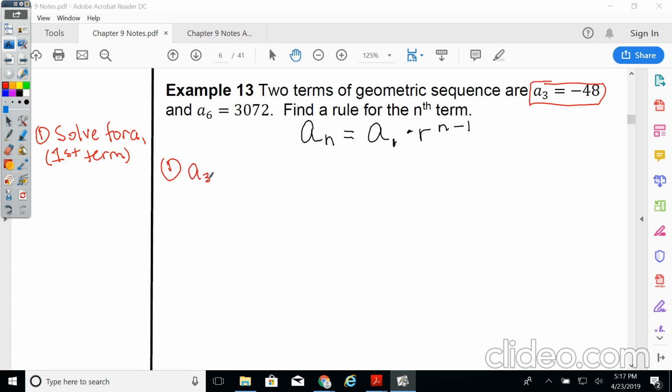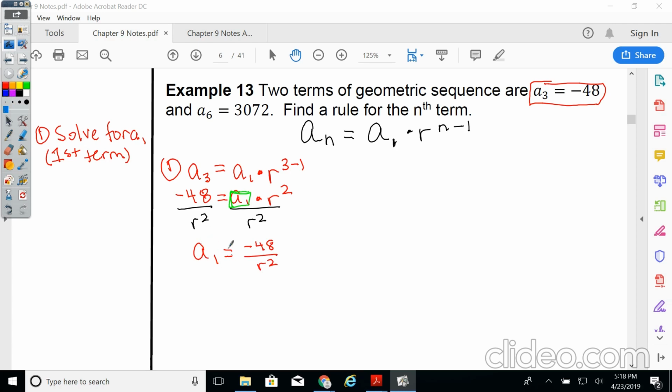So a sub 3 equals a sub 1 times r to the 3 minus 1, because n is 3 here. Well, a sub 3 is negative 48. So negative 48 equals a sub 1 times r squared. Again, the goal here is to get a1 by itself, so we just divide both sides by r squared. So a sub 1 equals negative 48 over r squared.